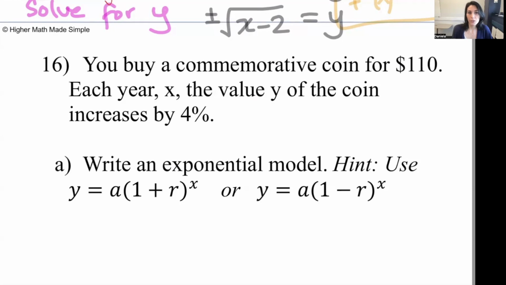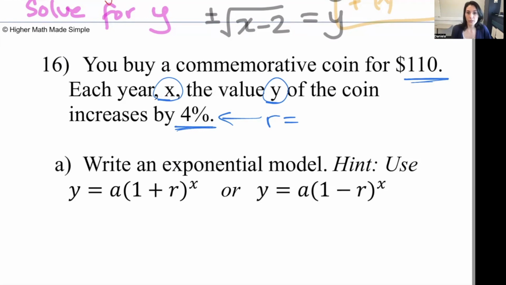So let's write an exponential model for buying a coin for $110. And then every year, which is x, the value of the coin, which is y, increases by 4%. Just to let you know, R is going to stand for rate. R is always in percentage, but we are going to put that value on the calculator, and there is no percent symbol on the calculator. So you can't just use 4 as the R value.